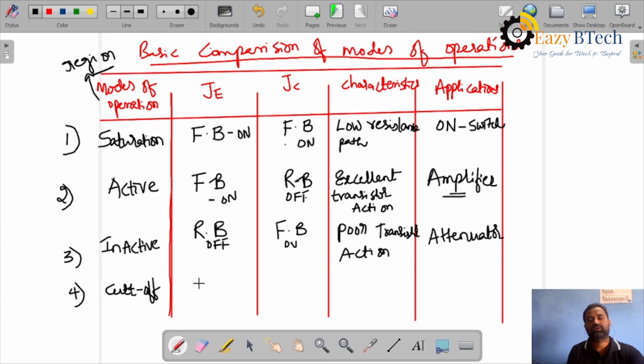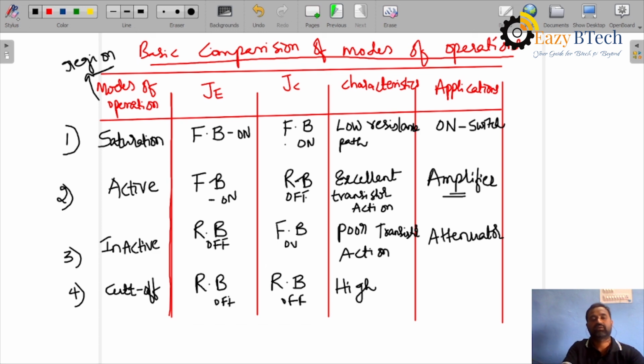Under cutoff, both junctions are operated in reverse bias. So due to biasing, applying an input at various junctions, you will see, under this it is a high resistance path. It can act as an off switch.